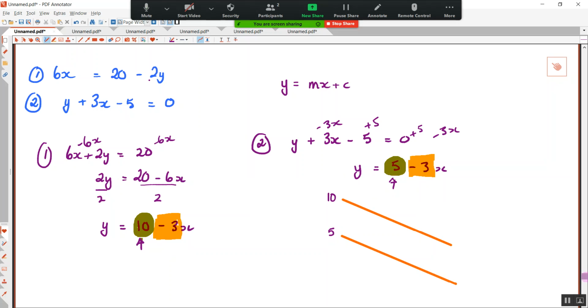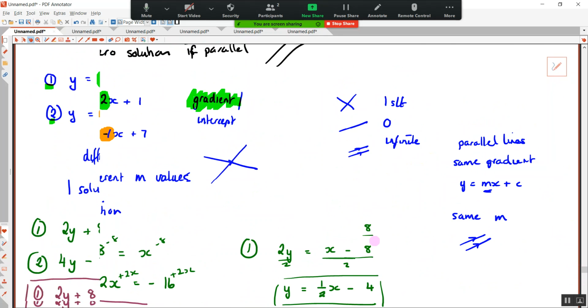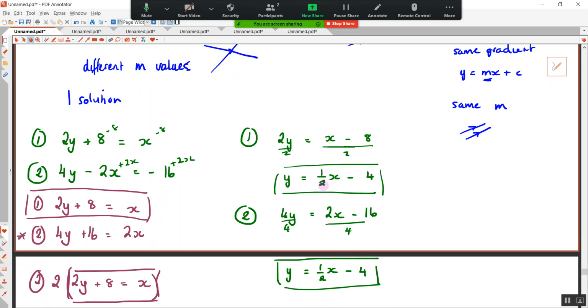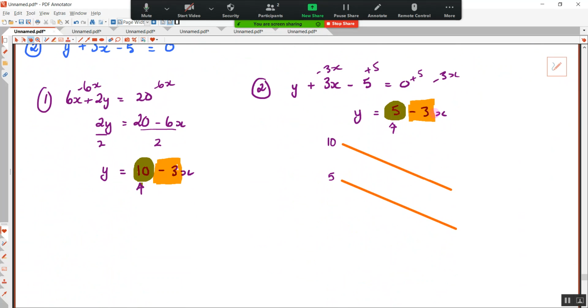So just heading back up to where we were, these ones were exactly the same: same gradient and the same intercept, whereas the ones that are just parallel are same gradient, different intercept. Okay? So that's how we can tell if equations have one solution, no solutions, or an infinite number of solutions. That's what we did yesterday.